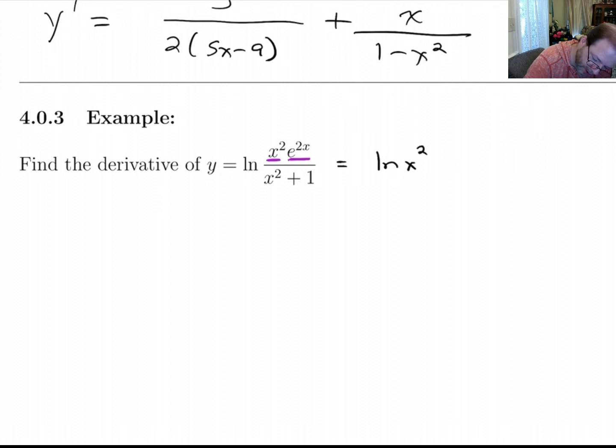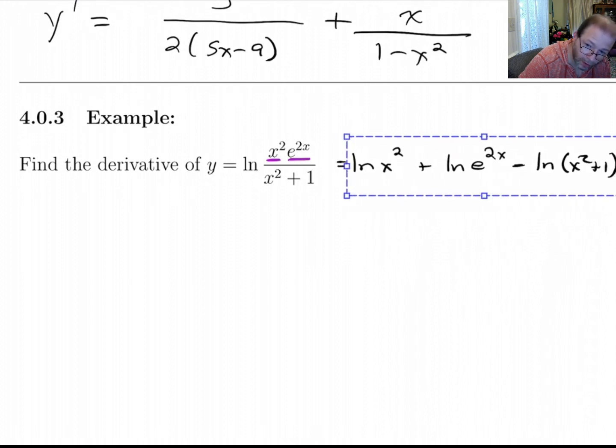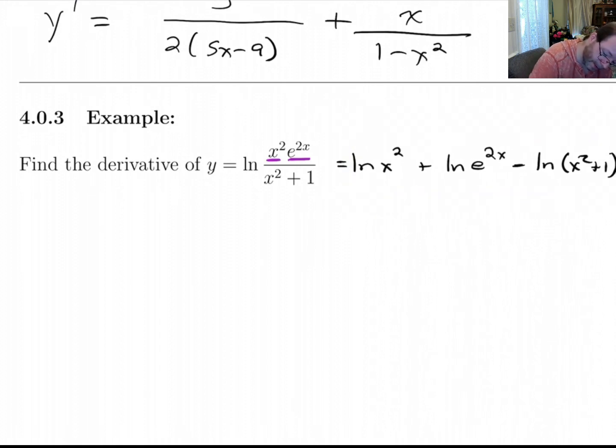natural log of x squared plus natural log of e to the 2x minus natural log of x squared plus 1. That's not all on the screen. There, that works. All right, and so that's still equal to 2 ln x, bringing that down front. This ln e to the 2x, that's just 2x.